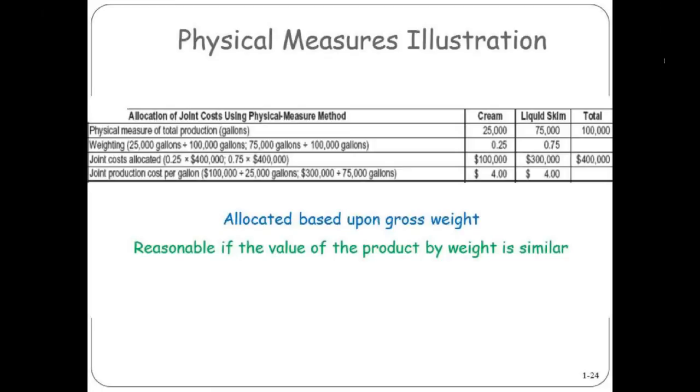Because the selling price is not comparable. And so skim, which only sells for $4 a gallon, is going to make no profit at all here. All the profit's going to go to the cream. So it provides greater value to your higher margin products and hurts your lower margin products.